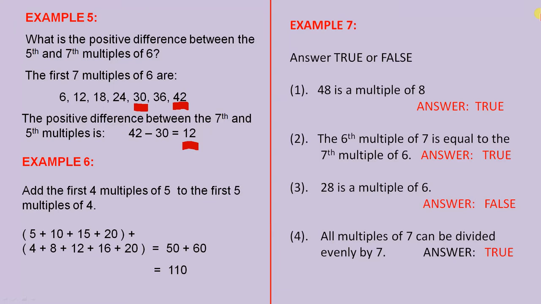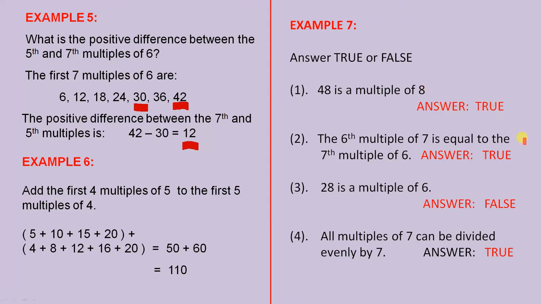Example 7, answer true or false. 48 is a multiple of 8. Now, that is true because 8 6s are 48, so that has to be true. Or 8 divides into 48 evenly, or 8 6s are 48. Either way, the answer is true.